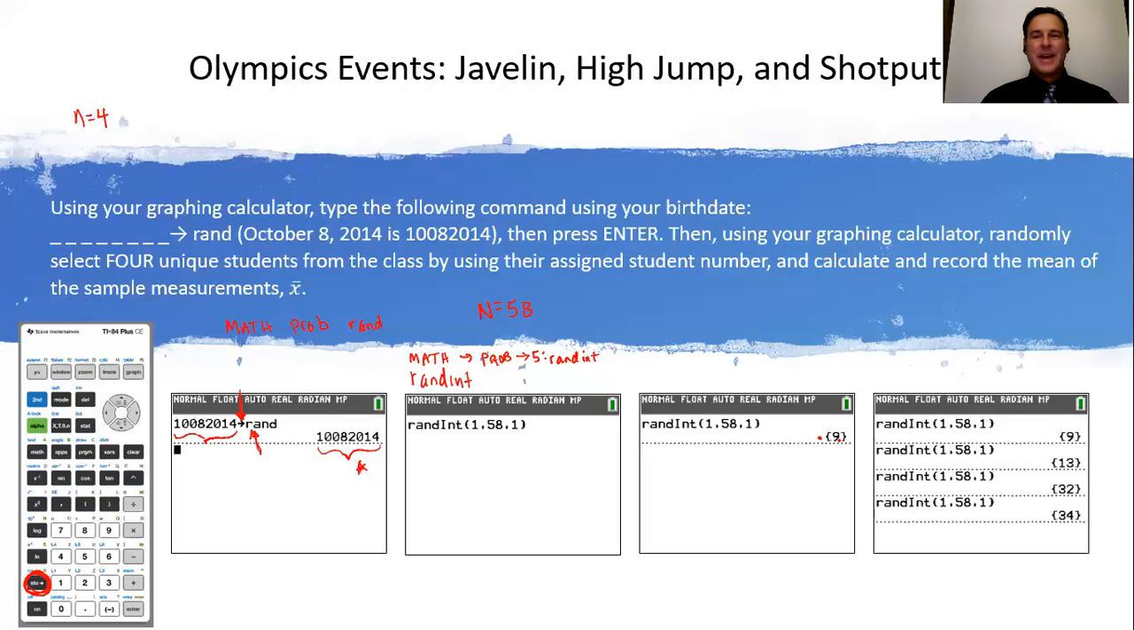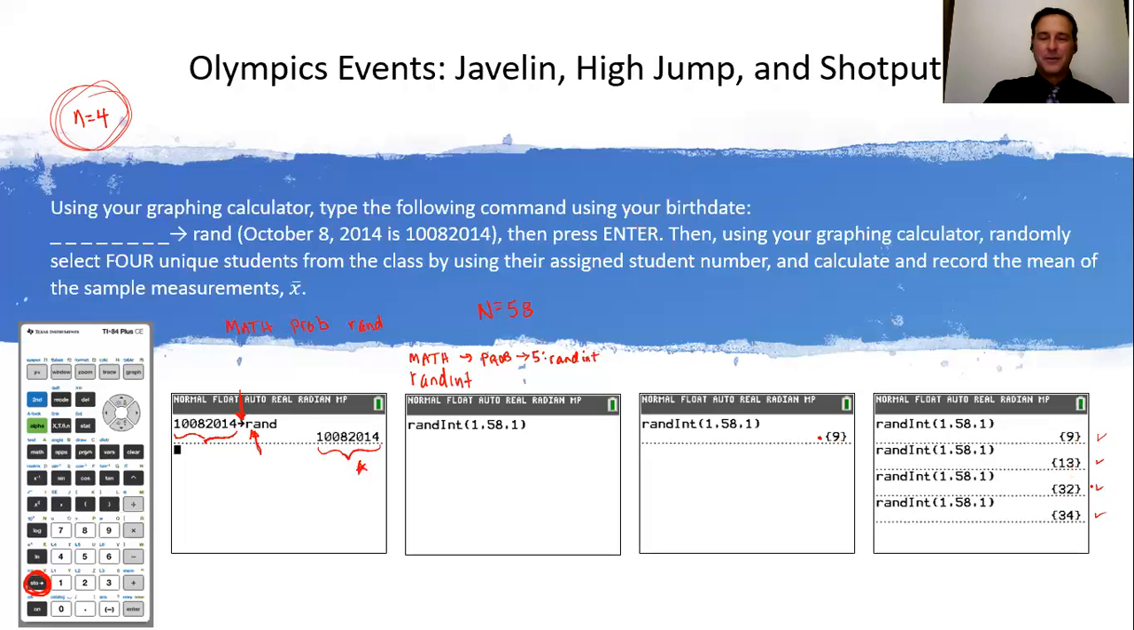Then I'm going to do it 3 more times because, again, as I wrote in the top left up here, I need n equals 4. When I hit enter 3 more times, I got another number, 13, I got 32, and I got 34. So these are my 4. I wanted unique numbers. I don't want the same shot put thrower represented twice or 3 times or even 4 times within my random digits. So make sure that all 4 of these are different.